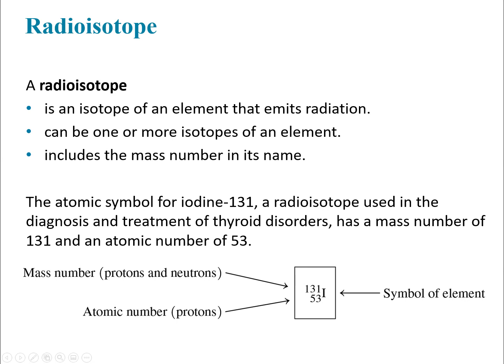A radioisotope is an isotope of an element that emits radiation. We always have the mass number as part of the name. The example here for the atomic symbol is for iodine 131, and it's used a lot to diagnose and treat thyroid disorders. Iodine 131 has a mass number of 131. If you look at the periodic table for iodine, the atomic number is 53.